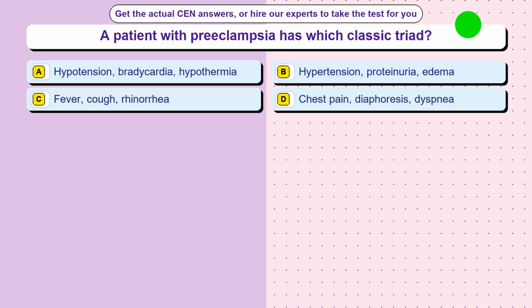Question 63. A patient with preeclampsia has which classic triad? Option A, hypotension, bradycardia, hypothermia. Option B, hypertension, proteinuria, edema. Option C, fever, cough, rhinorrhea. Option D, chest pain, diaphoresis, dyspnea.